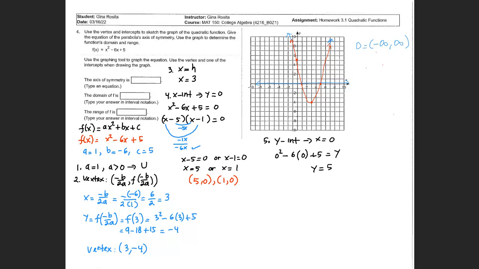Now look at y. Range is y. This is the minimum. So look at the y-axis. Remember, range is from bottom to top. The lowest one is negative 4, so include negative 4 and go to infinity. That's hard, yeah? So now go to the next one.